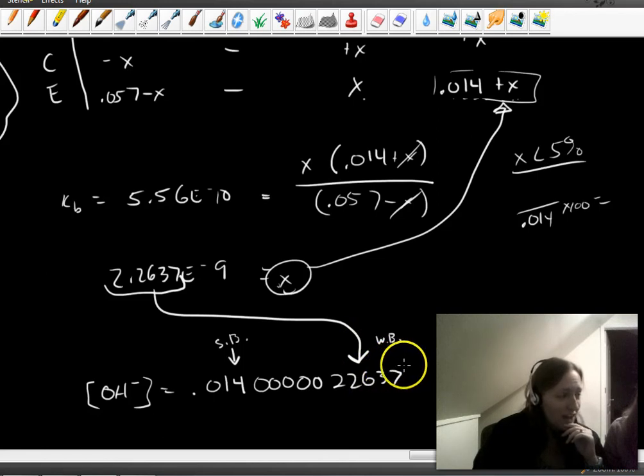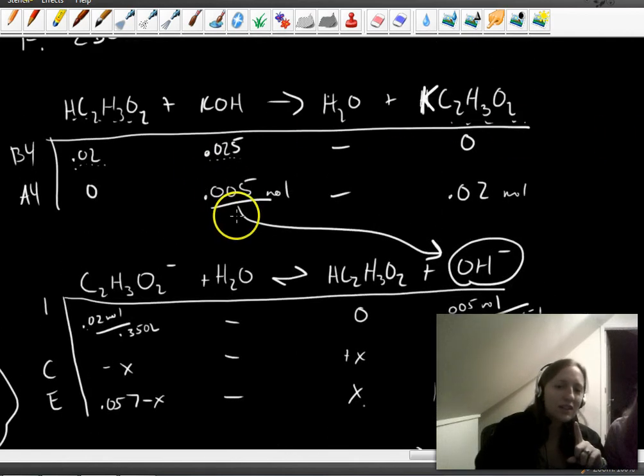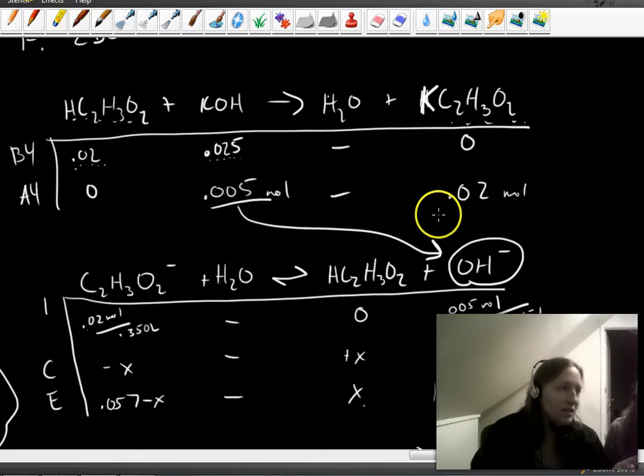What's nice is that in this case you have excess strong base. So what is driving the pH? The excess strong base. There's like 0.0000002 something from the weak base, but it doesn't matter.